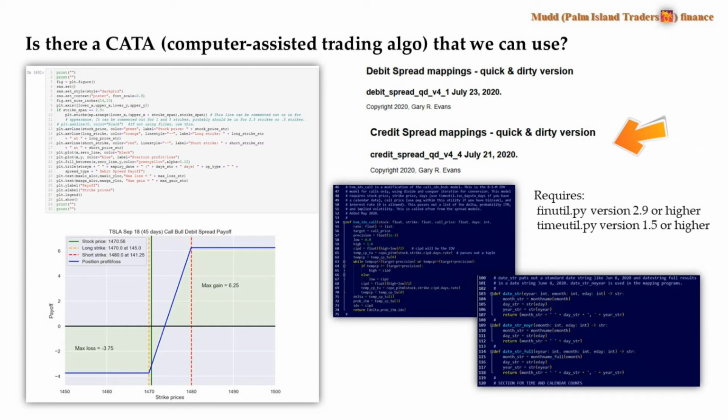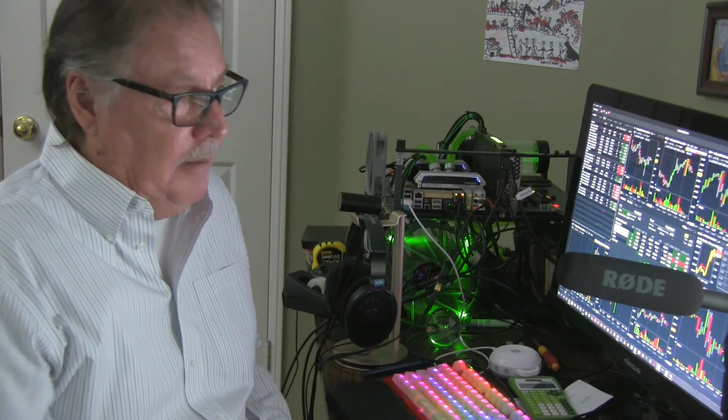I also want to remind you, if you're going to use these mapping models, that they require our financial utility version 2.9 or higher, and that was uploaded with this upload. So if you have an older version, these models won't work with that. It also requires a very current version of the time utility model, which is version 1.5 or higher. All of those are provided in a zip and a PDF, so you can decide which, if anything, you want to pull down. But if you pull down the debit and credit spread mapping models, make sure you pull down the financial and time utility with it because they're accessed from the program.